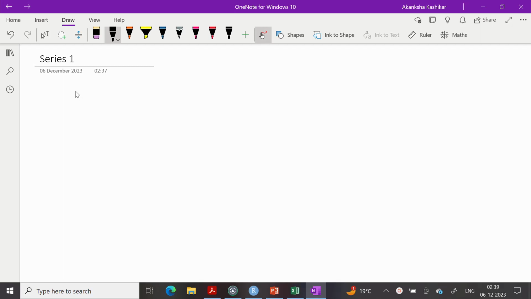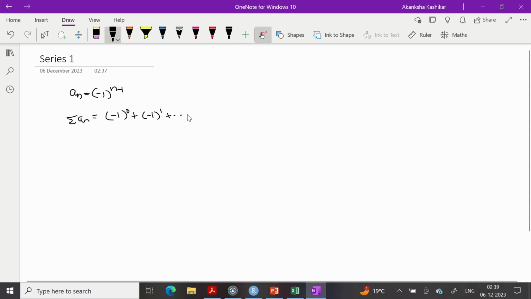For example, consider a_n equal to (-1)^(n-1). So if I now consider an infinite sum, summation n, what do I get? I will get (-1)^0 plus (-1)^1 and so on. So I will have 1 plus (-1) plus 1 plus (-1) and so on.